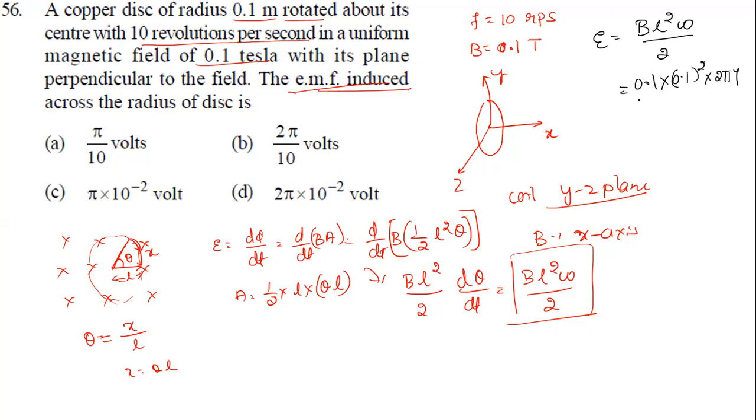Omega means 2 pi F, divided by 2. F is the frequency. How much is given? 10 RPS. So the 2 and 2 cancel. 0.1 means 10 power minus 1, so it becomes 10 power minus 2 into pi into frequency 10. This 10 is going to cancel. It will become pi into 10 power minus 2 volt. That is the value of induced EMF. That is option C.